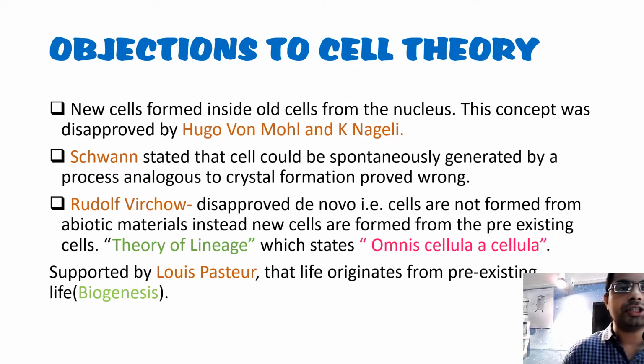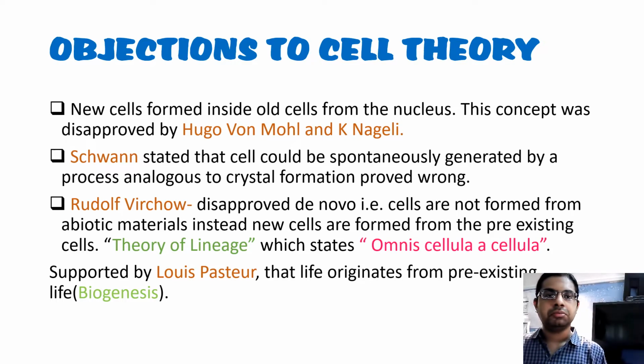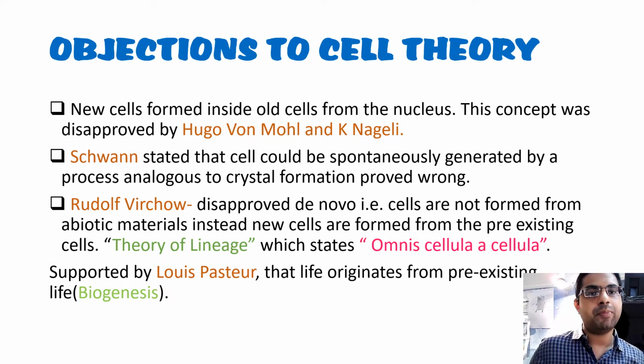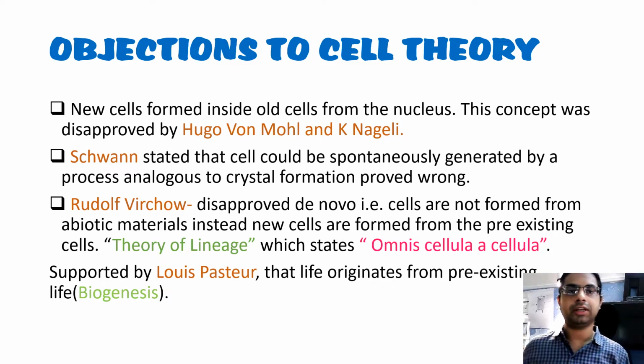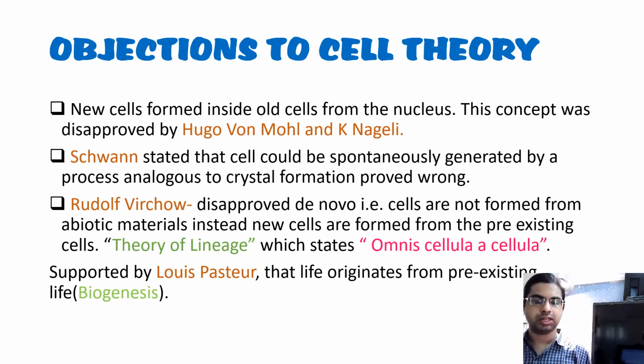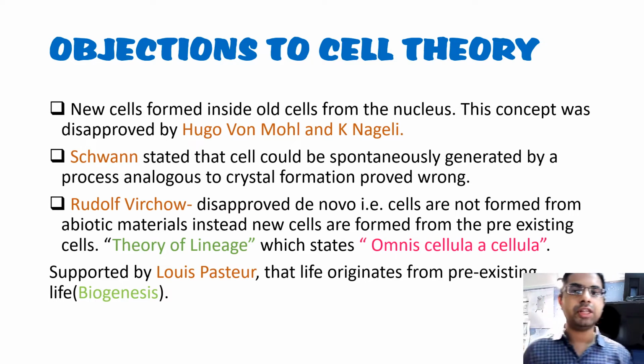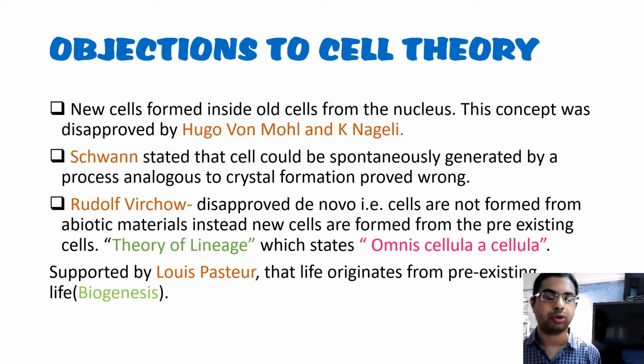Now, objections to cell theory. The idea that new cells are formed inside old cells was disapproved by Hugo von Mohl and K. Nageli. They disapproved the concept that new cells are formed inside old cells. Schwann stated that cells could be spontaneously generated by a process analogous to crystal formation. Proved wrong.